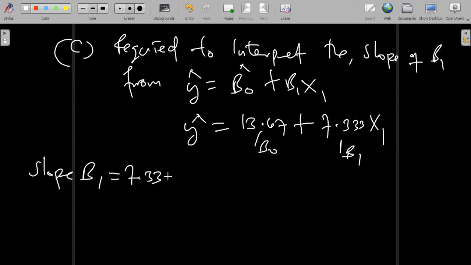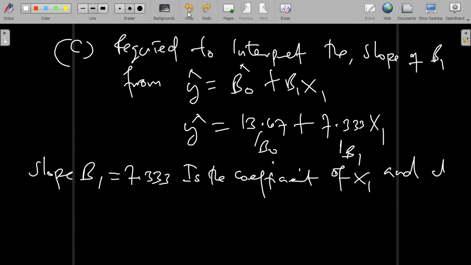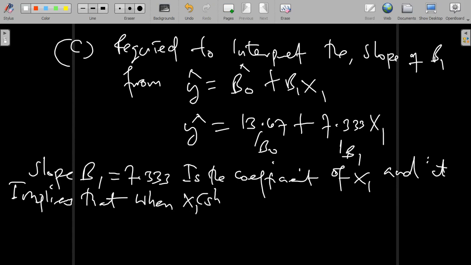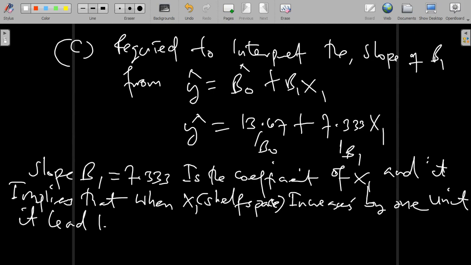Now for that case, the slope beta 1 of 7.33 implies that when x1, or the shelf space, increases by 1 unit, it will lead to a change in weekly resale by the same amount of unit, that is 13.75. So the slope beta 1 implies that the coefficient of x1, when x or the shelf space increases by 1 unit, it will lead also to a change in weekly resale by the same amount of unit.